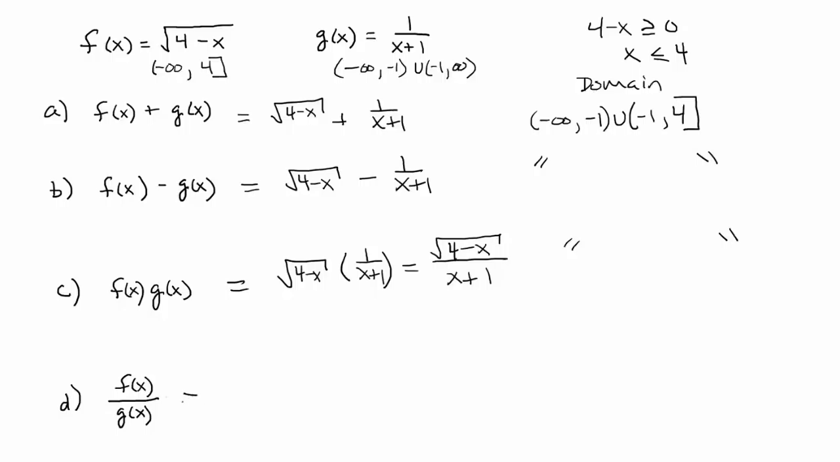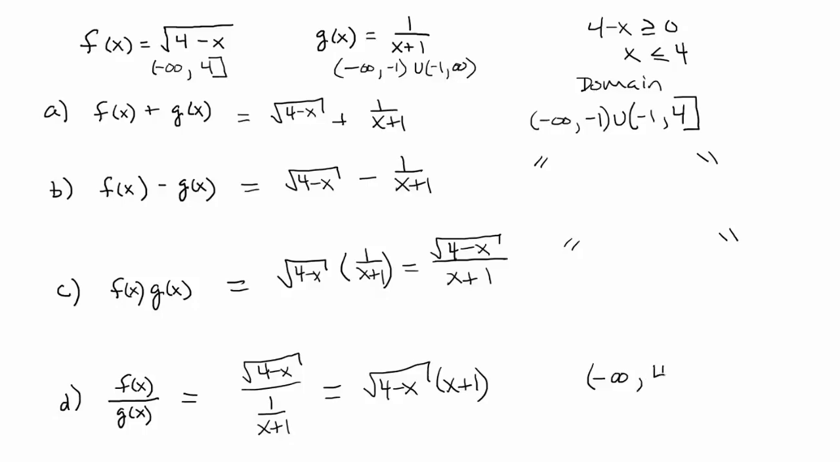And in D, we have f of x divided by g of x. So the square root of 4 minus x divided by 1 over x plus 1. And remember, when we have a fraction over a fraction, which we could write the square root of 4 minus x as the square root of 4 minus x over 1, then we multiply by the reciprocal, so this is equal to the square root of 4 minus x times x plus 1. And here, the domain would be negative infinity to 4.